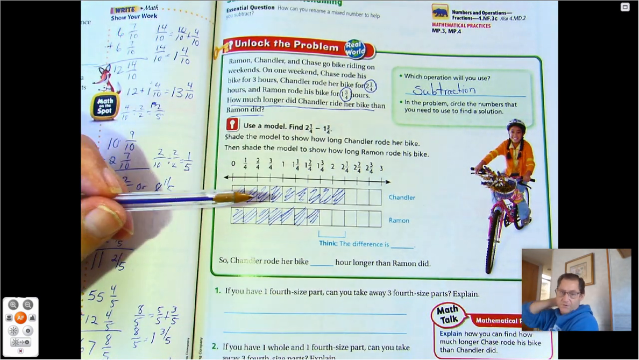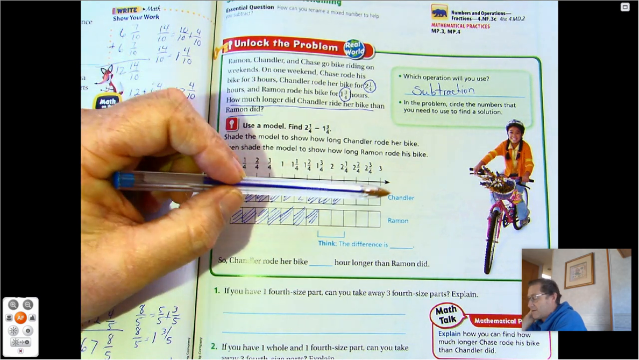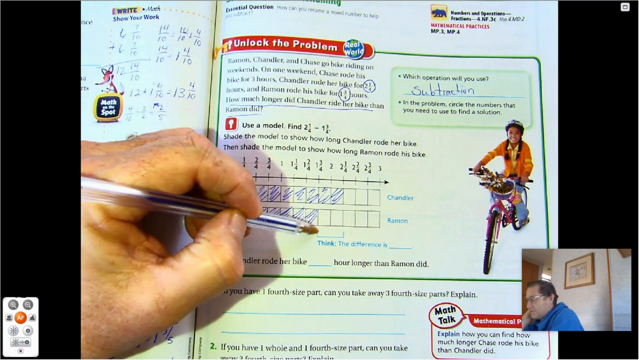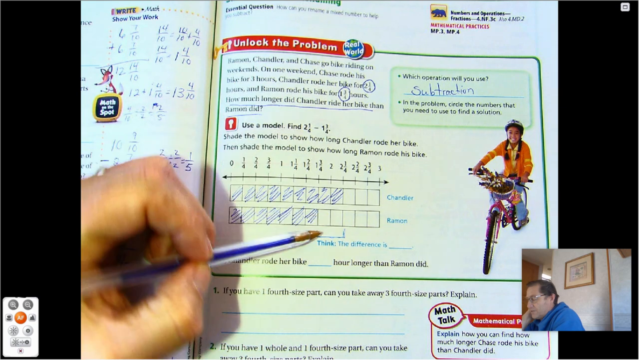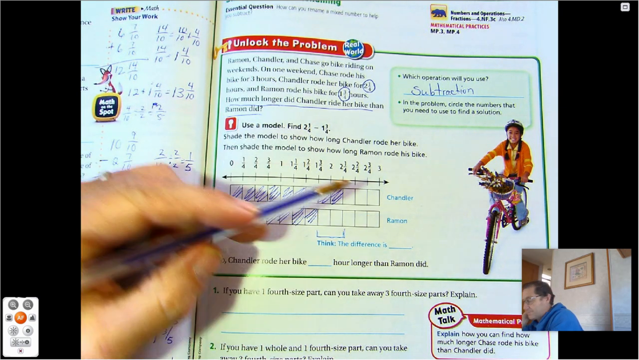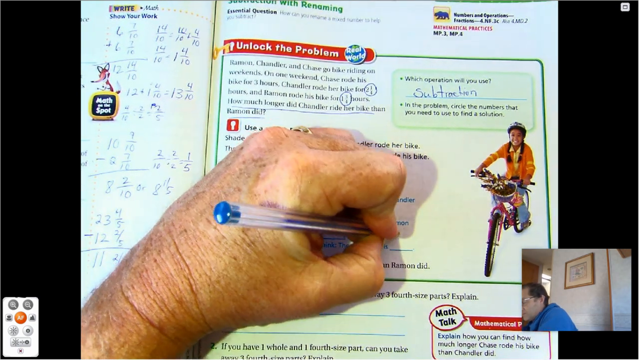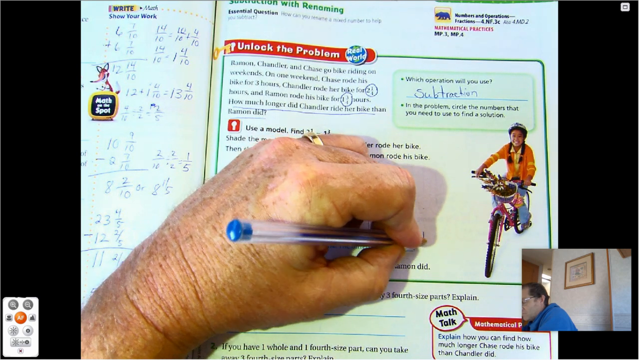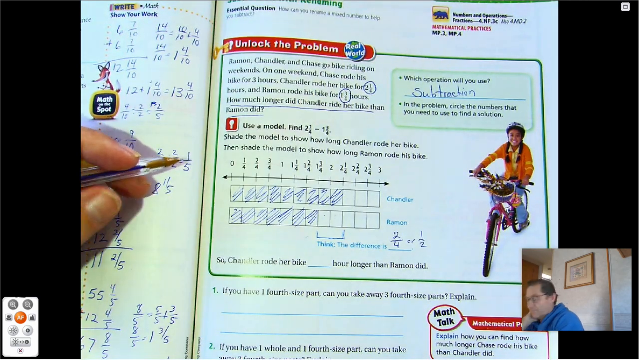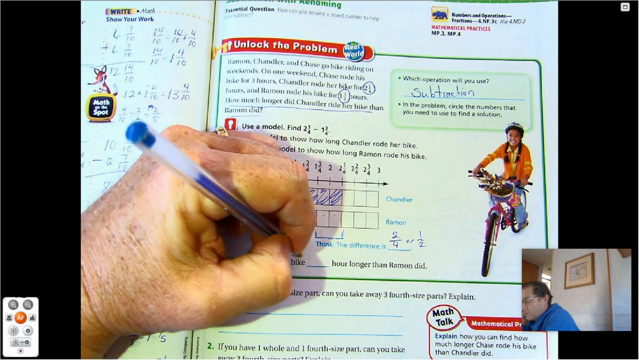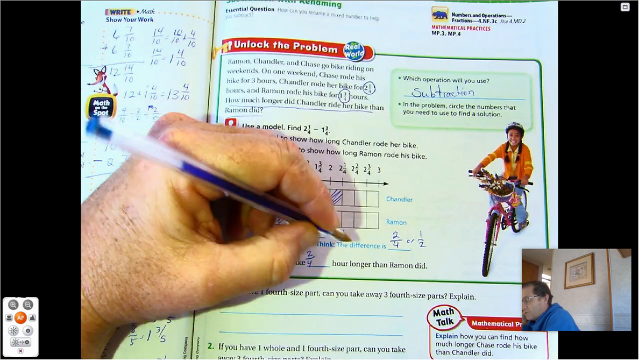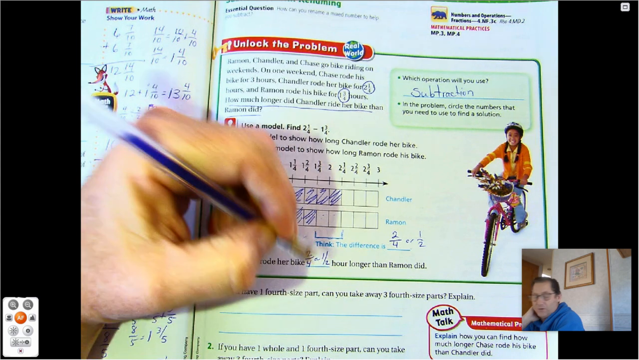So how much further or how much longer did Chandler ride than Ramon? Well, it's this little piece right here, right? So each of these is worth 1/4. So 1, 2, 2/4, or 1/2. So Chandler rode 2/4 hour longer or half an hour longer.